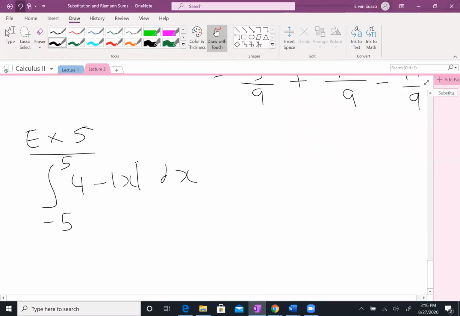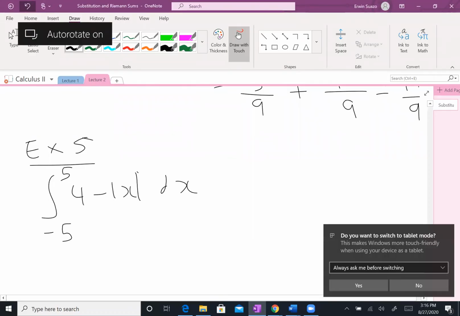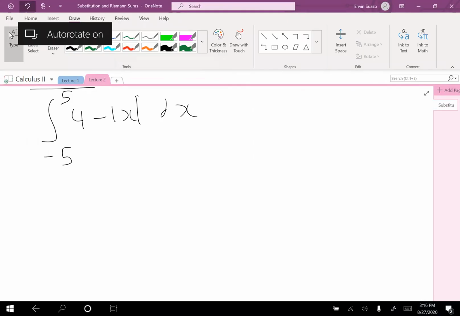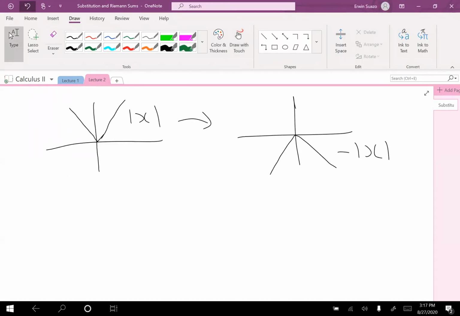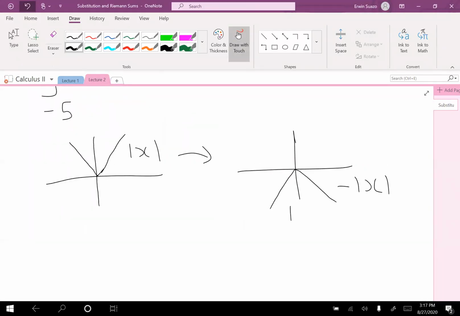So I'm going to do it with geometry, so you guys see how it makes sense, as you learned in your precalculus. Let's start with the absolute value function. My function absolute value of x looks like this. But this one has a minus, so the function flips to look like this, minus absolute value of x. Now I add 4, so it goes 4 up. So this is 4 minus absolute value of x. This is my graph.